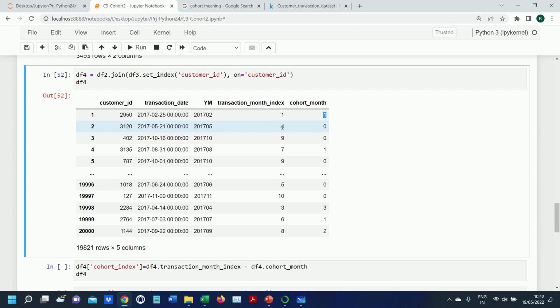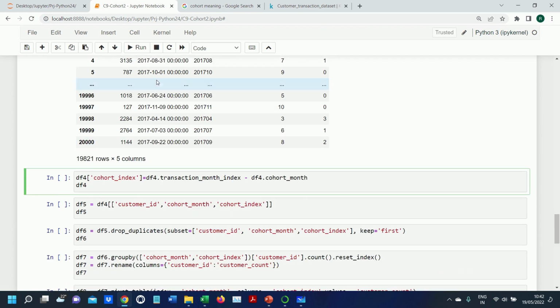So this, for example, is the 7th month as per the calendar, but it is the 6th subsequent month for this customer, because this customer joined the business in month 1, and this transaction happened in the 7th month of the calendar, month index 7 as per the data set, but as per this customer it is 6. In the same way, for this customer it is 0. That means the transaction happened in the same month the customer joined.